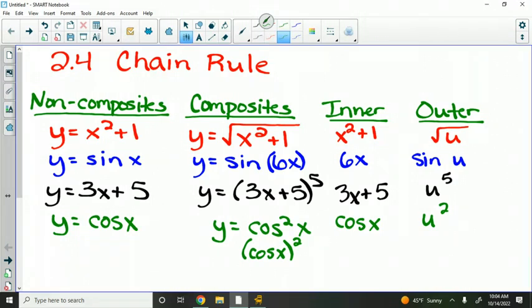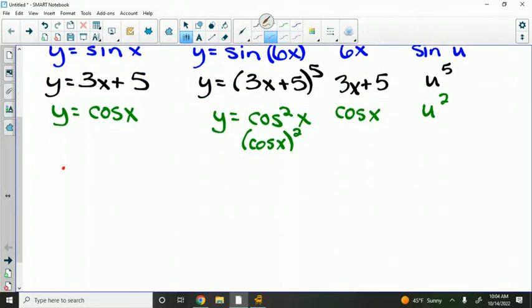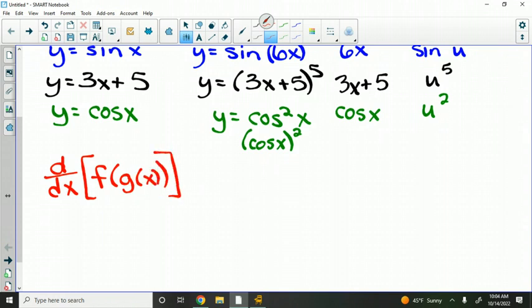Okay, so there's our little review of composites. Now let's get the actual calculus rule. So we'll put our little notation up here, the derivative of a composite. So the derivative of f of g of x, and then here is what it actually looks like. F prime of g of x times g prime of x.